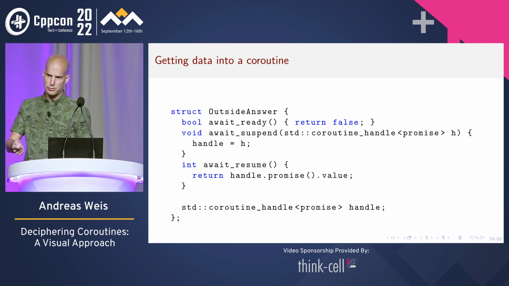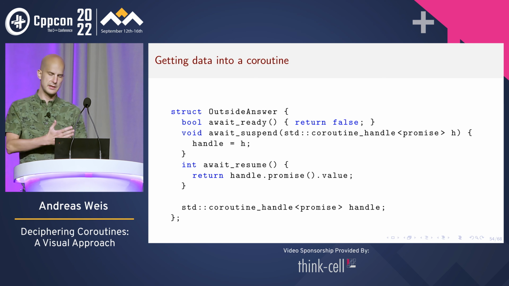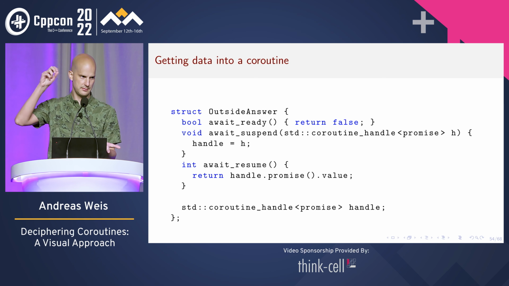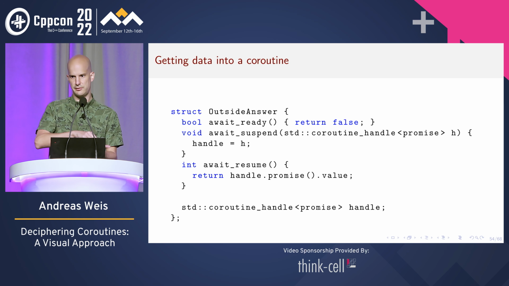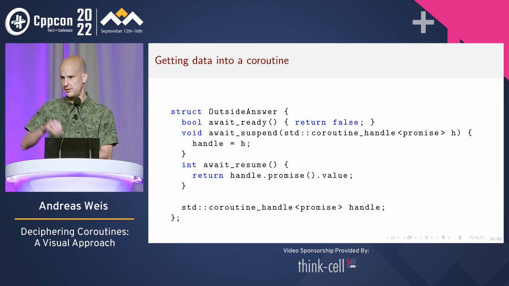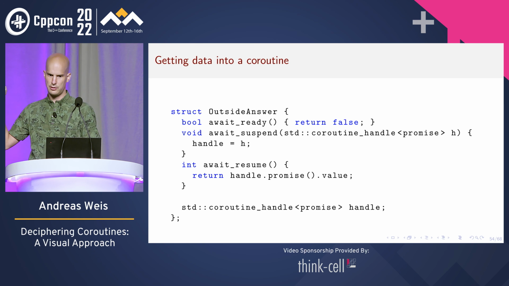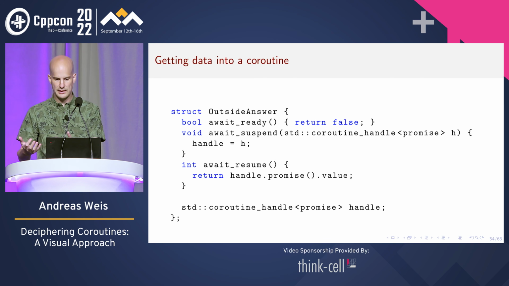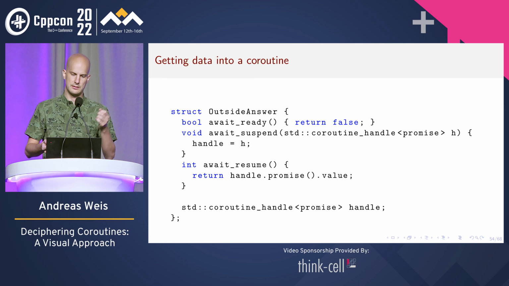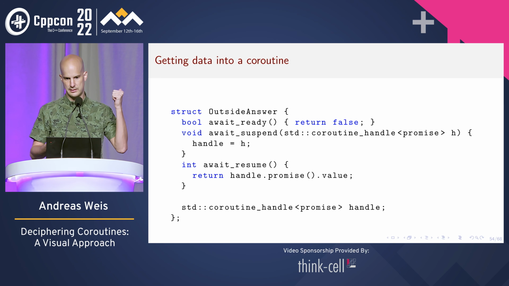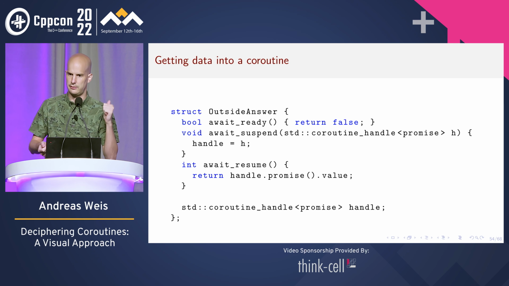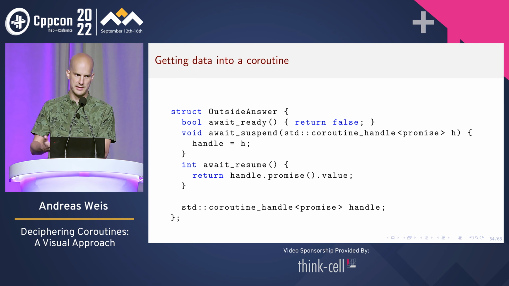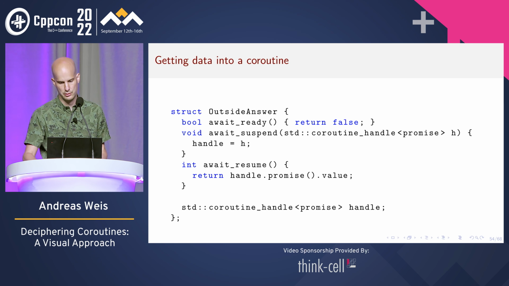But in the await resume call, that's the one that gets executed right before the coroutine continues execution, right? So the caller has just stored the value in the promise and has called resume on the handle. And now I wake up in here, and now I just retrieve the data from the promise. And notice here that I changed the return value of the await resume call to be the same return type as the value that I want the co-await call to return.